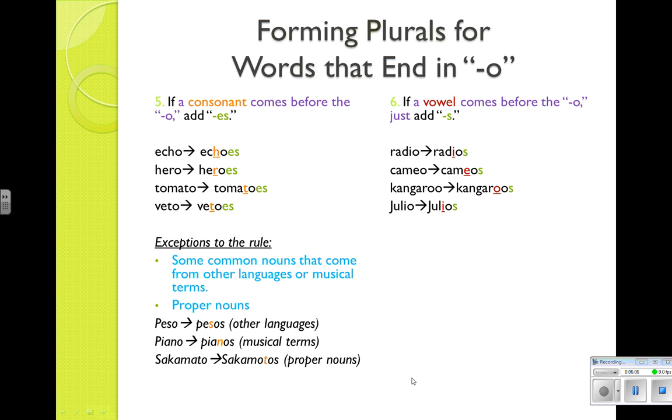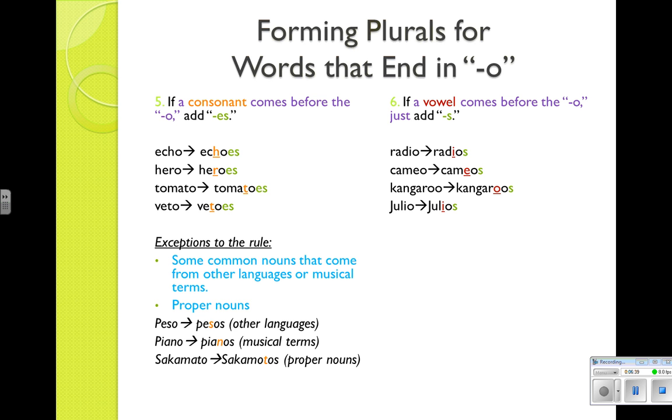Good. Okay, next two rules relate to what do you do if it ends in an O? This is one that tends to confuse a lot of people. Again, you're looking to see what comes before the Y, just like you did on the previous slide. You want to look for what comes before the O this time instead of the Y. So, if there is a consonant that comes before the O, that's when you're going to add ES. If there's a vowel, that's when you'll just add S.